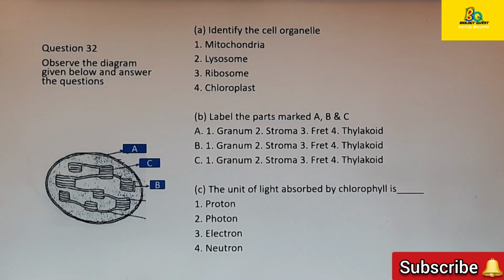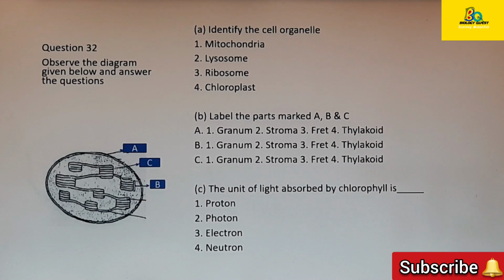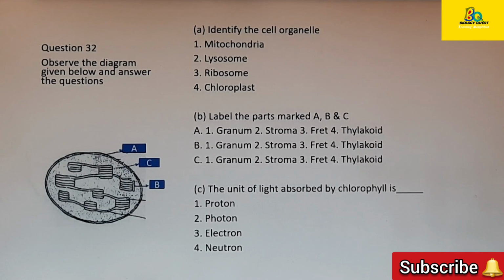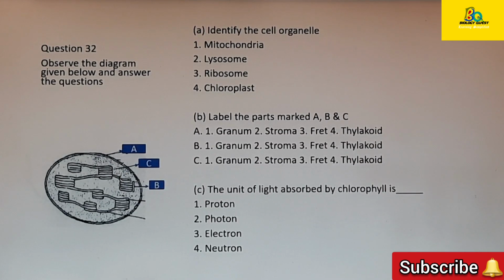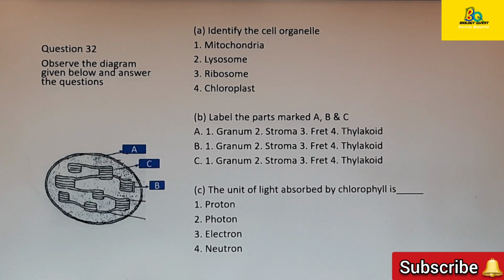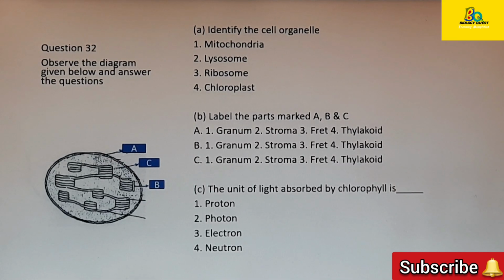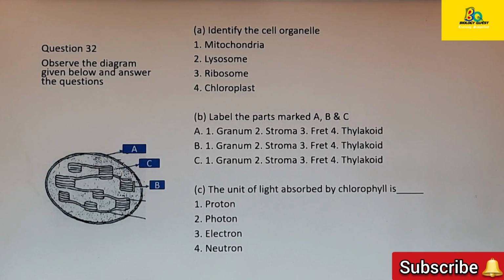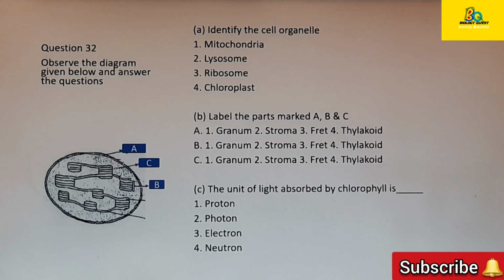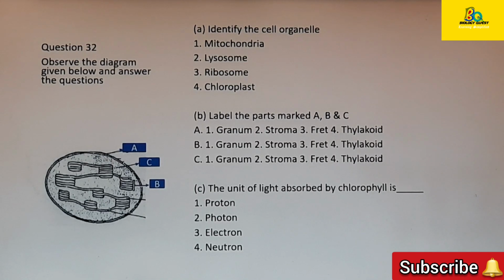Now the last question in the sample question paper, question number 32. Again, observe the diagram given below and answer the questions. Okay, since the diagram I have taken from the net, it is not the exact diagram that is given in our sample paper. So question A, identify the cell organelle. What is that cell organelle? Is it mitochondria, lysosome, ribosome, chloroplast? Which is the correct answer?